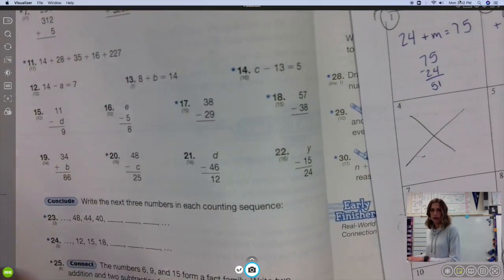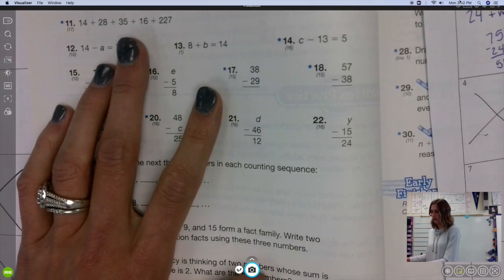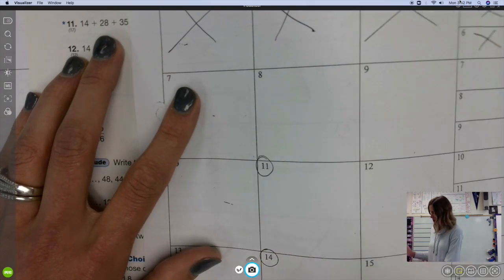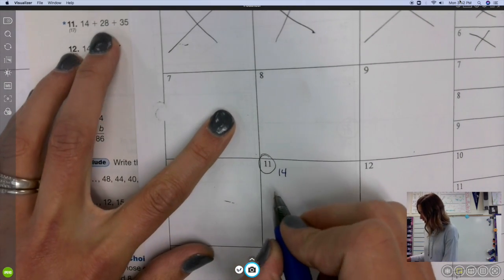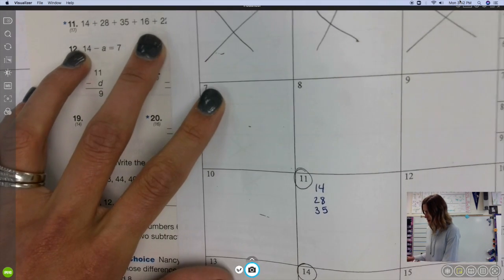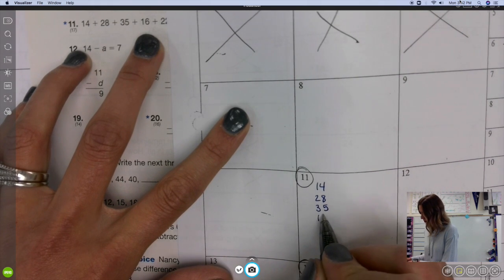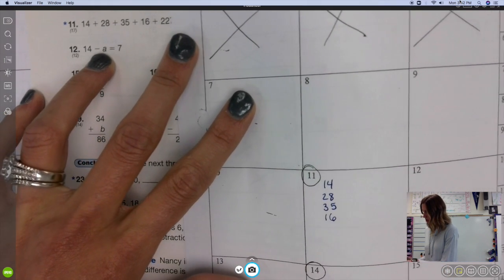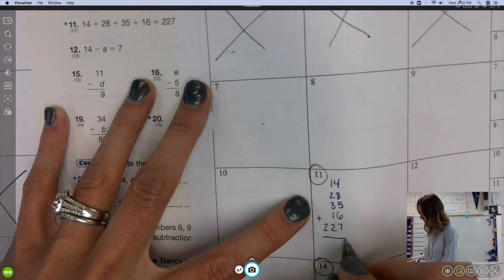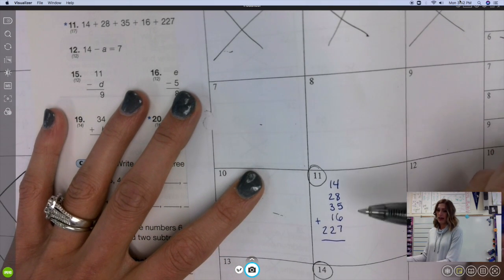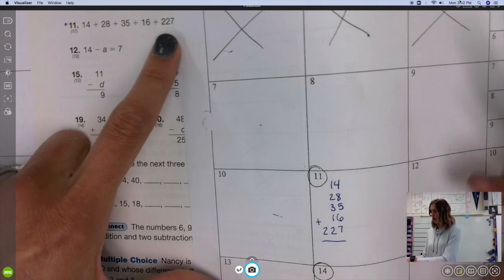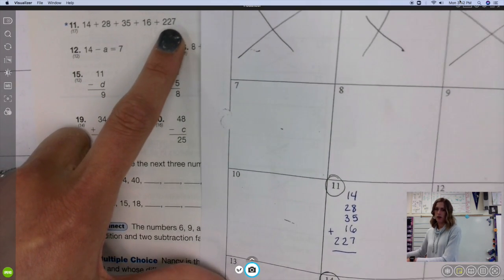Number 11 is one of our big addition problems. I wanted to do it together to make sure we're writing it right. So we get 14 plus 28 plus 35 plus 16 plus 227. Now, when I'm adding together a lot of numbers, sometimes I just like to make sure that I got the right number of them, all right? So 1, 2, 3, 4, 5 add-ins. 1, 2, 3, 4, 5 add-ins. Yep, I know I got them all, so now we can add.